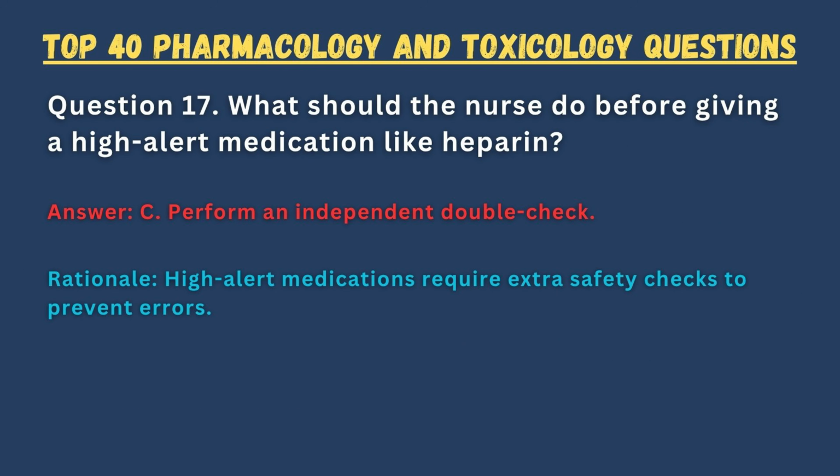Answer. C. Perform an independent double check. Rationale. High-alert medications require extra safety checks to prevent errors.